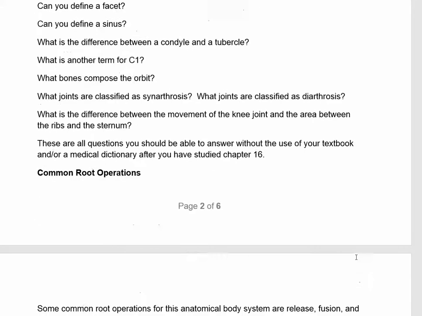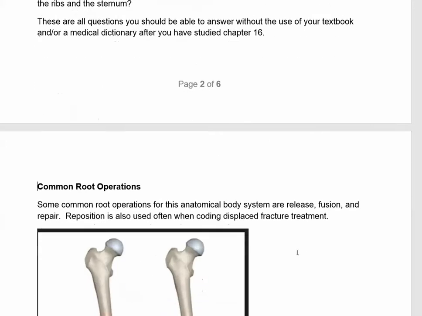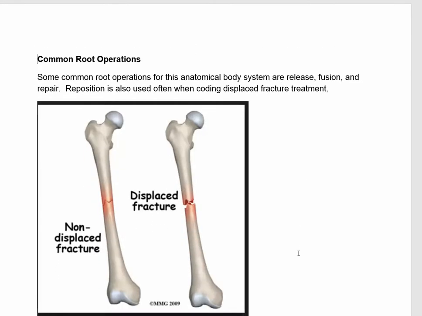Then if we look at some of the common root operations associated with ICD-10 PCS as a coding system, release is one, fusion and repair. One of the more common ones you will see often is reposition. Reposition is often used as a root operation when we are coding displaced fracture treatment.